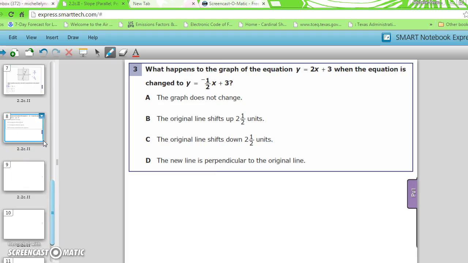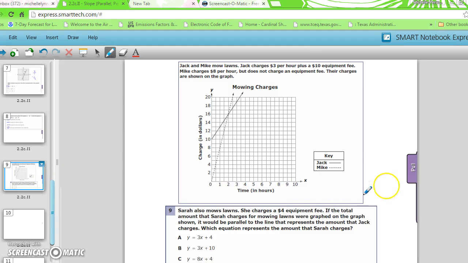What happens to the graph of this equation, y equals 2x plus 3, when the graph is changed to y equals -1/2 x plus 3? The graph does not change. Well, that doesn't make sense. The original graph shifts up 2.5 units. Well, the y-intercept stays the same, so it's not shifting up or down. So we can get rid of B and C. The new line is perpendicular. That's true, because our slope here is 2, our slope here is -1/2. They're negative reciprocals of each other.